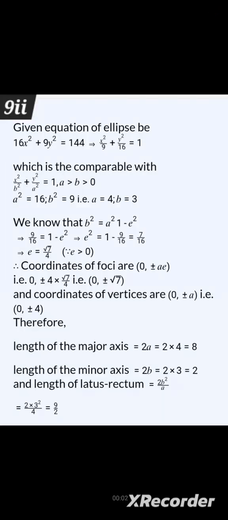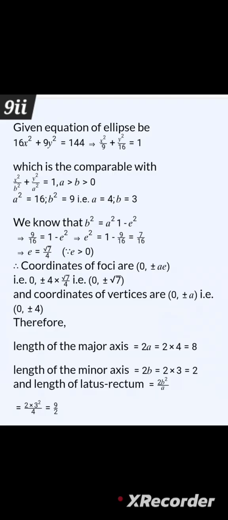Look at sum number 9 part 2. Question number 5, 6, 7, 8, 9 are almost the same category of sums but with different equations given. Somewhere it is in the horizontal form, somewhere it is in the vertical form. In sum number 6 part 1, we have seen it was a horizontal ellipse. Let's see what is there in sum number 9 part 2.